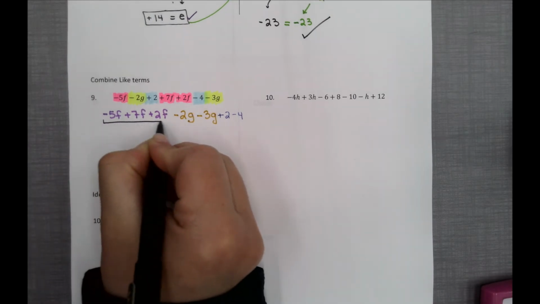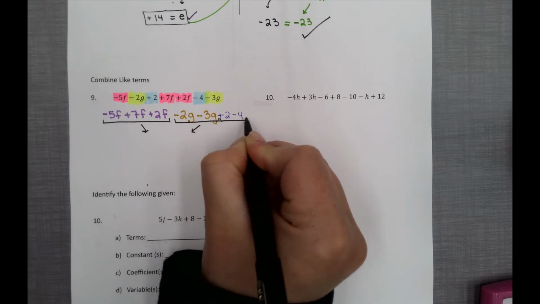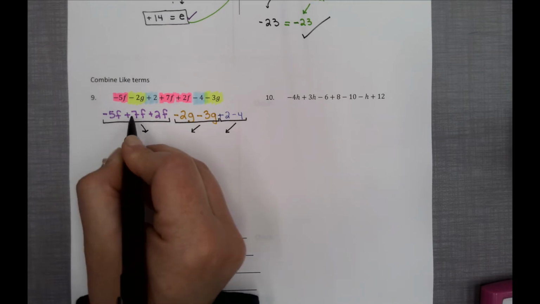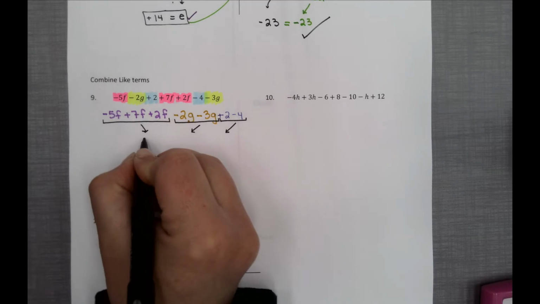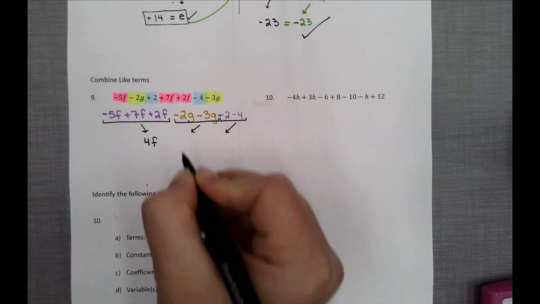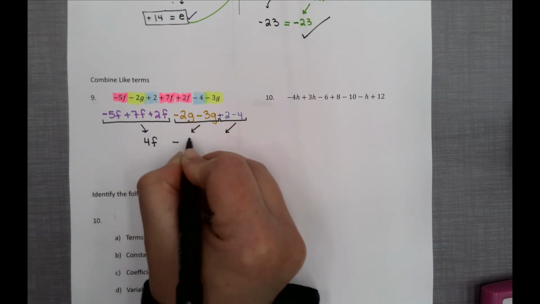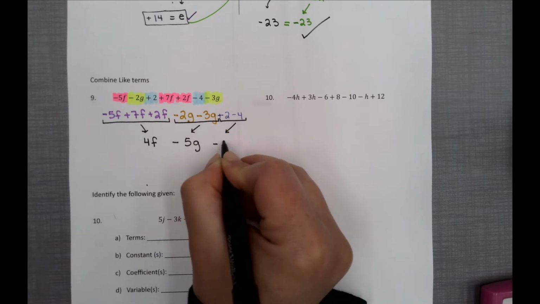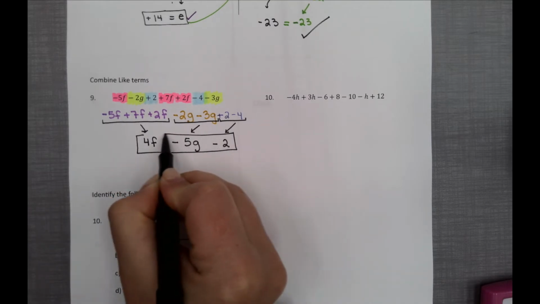You're going to combine all of these terms with f's, all of these terms with g's, and all of these terms without a letter. 7 and negative 5, that is a positive 2. 2 and another 2 gives us a positive 4f. Negative 2 and negative 3 g's gives me a negative 5g. Positive 2 minus 4 gives us a negative 2. And we have our answer. You don't combine the letters that are different.